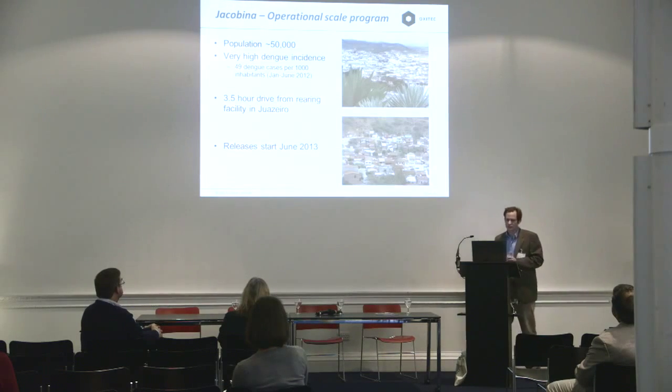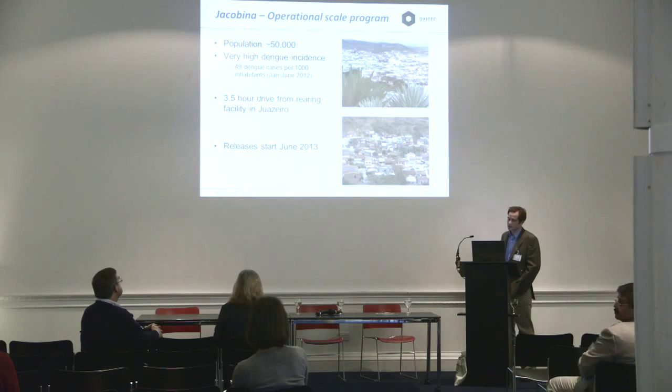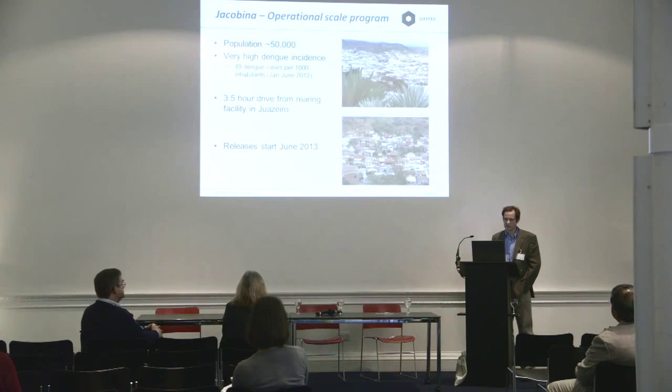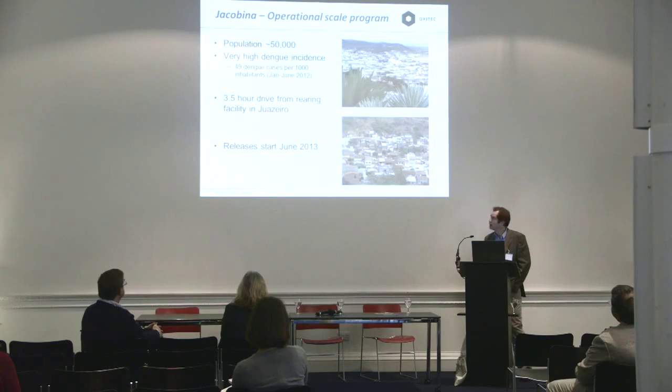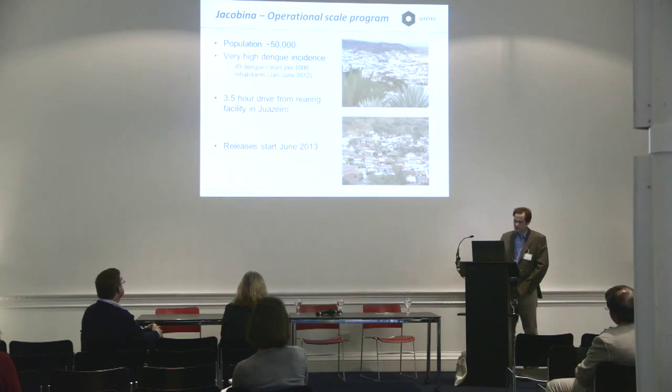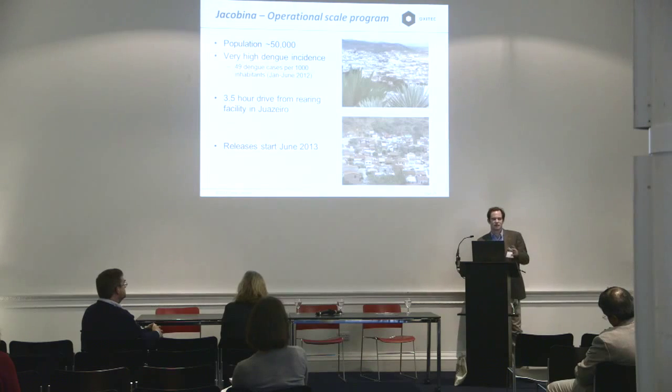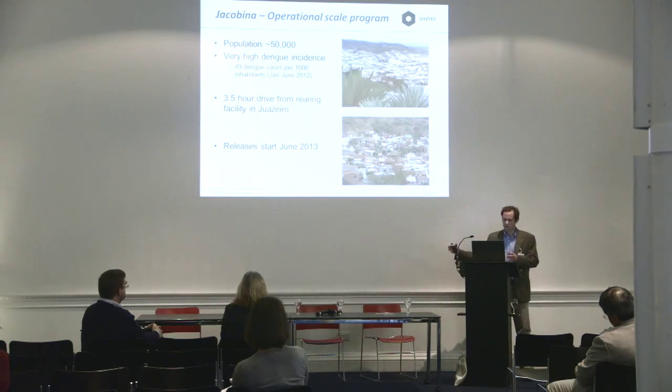So now moving on to Jacobina, the project we're currently working on. It's a real step up in terms of scale. It's a city of 50,000 people. It had, and still does, a high incidence of dengue. They had an outbreak in 2012 where just under 50 cases per 1,000 were reported, which, for those of you who know about cases, is a very high level of outbreak. It's also 3.5 hours drive from the main laboratories and the main mass rearing facility, so we're able to test issues of distribution and logistics, transporting the male pupae from there to the local field station, enclosing those and doing releases. And this work started in June 2013.